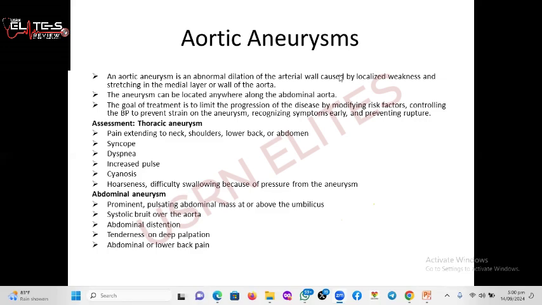Increased pulse rate, okay, as a compensatory mechanism just to help circulate blood through the system. Then there could also be cyanosis and then hoarseness, difficulty in swallowing because of the pressure from the aneurysm, okay. Then when it comes to the abdominal aneurysm, you have the prominent pulsating abdominal mass at or above the umbilicus.